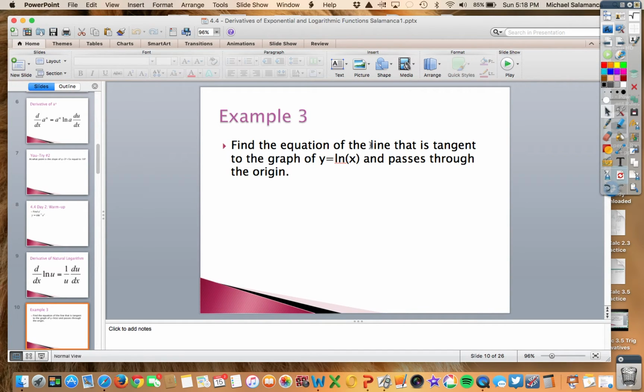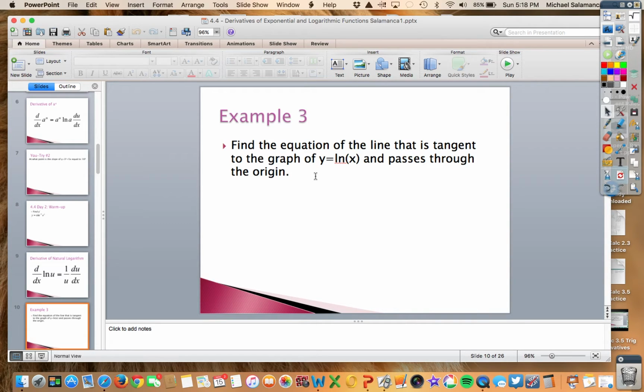So, find the equation of a line that is tangent to the graph of y equals ln x and passes through the origin. We have to read this one carefully because it says write an equation of a line that is tangent to the graph of y equals ln x and passes through the origin. So this is going to be a line that's tangent and passes through the origin, not one that crosses through the origin, because that would be a much easier problem.